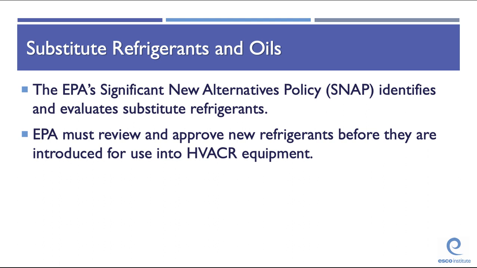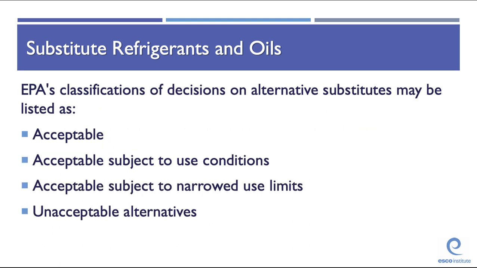EPA's Significant New Alternatives Policy, SNAP, identifies and evaluates substitute refrigerants. EPA must review and approve any new refrigerants before they're introduced into air conditioning equipment. EPA also talks about substitute refrigerants and oils. EPA's classifications and decisions on alternate substitutes may be listed as acceptable, acceptable subject to use conditions, acceptable subject to narrow use conditions, and unacceptable alternatives.